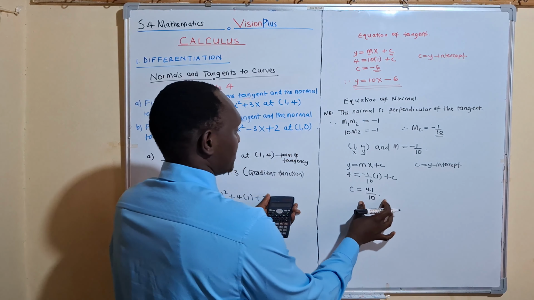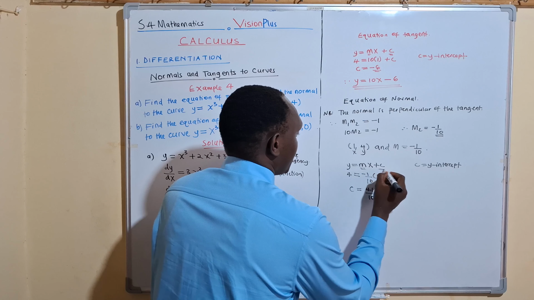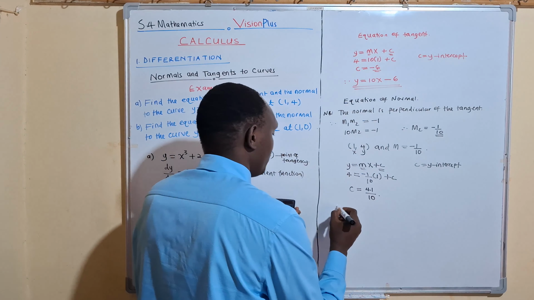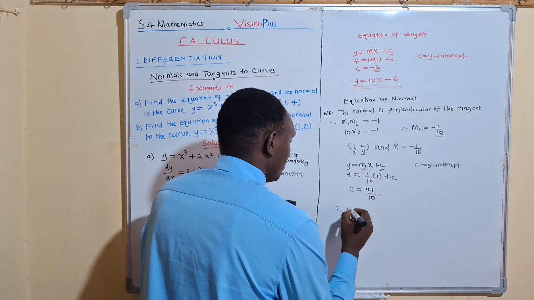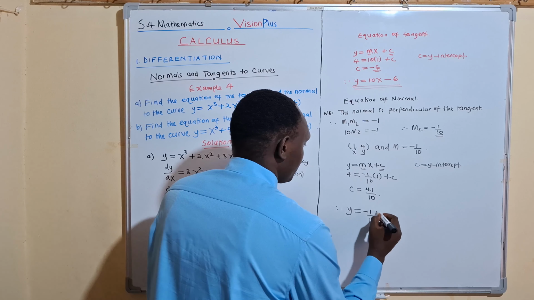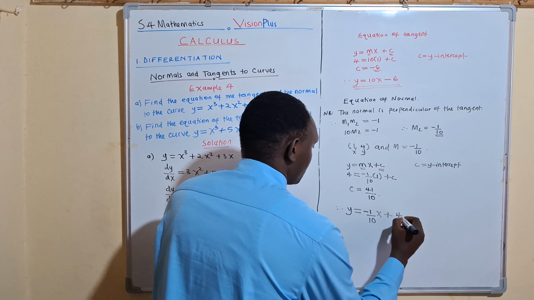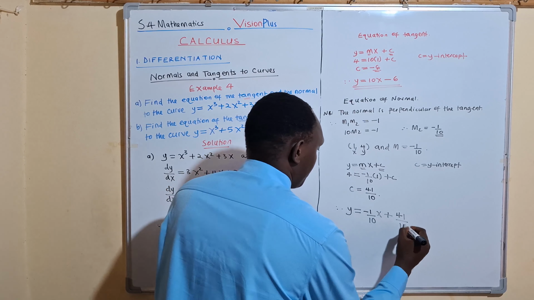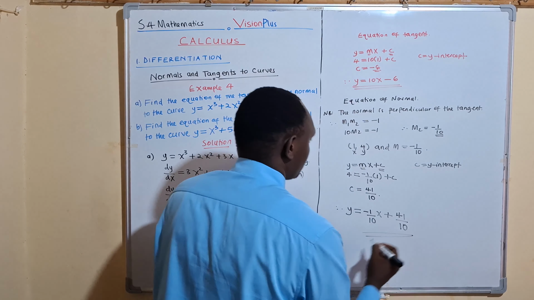This is the y-intercept. So we can substitute for m and c, and then we get the equation of the normal. Therefore, the equation of the normal becomes y equals negative 1 out of 10 x plus 41 out of 10. And this is the solution to part A.